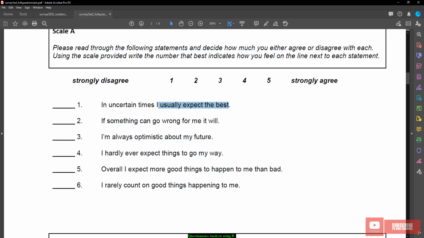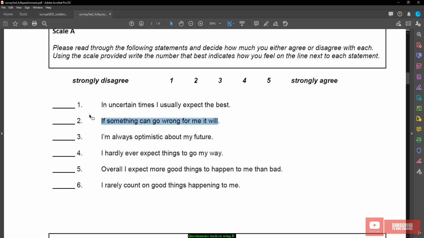Nurul Izzati, Zulkifli. So I think they will fill in number 5. Yes, right, correct. So if they are optimistic, having a lot of confidence, they will answer 5 here. In uncertain times, I usually expect the best. They will write 5.